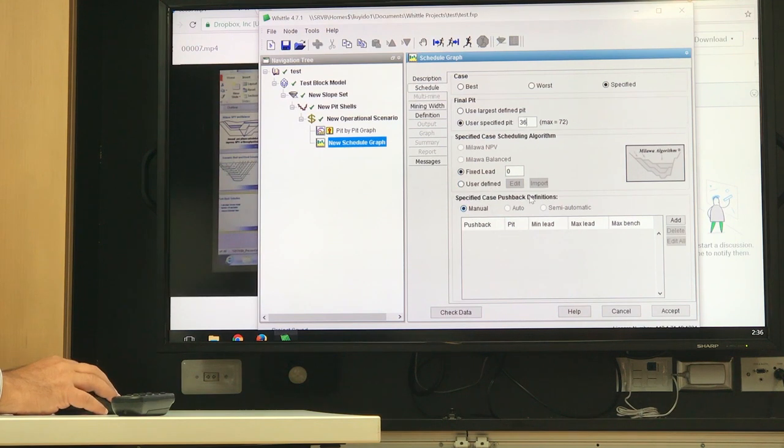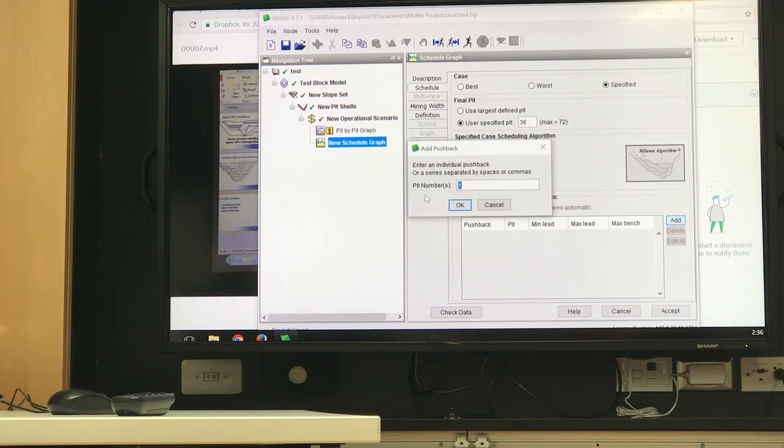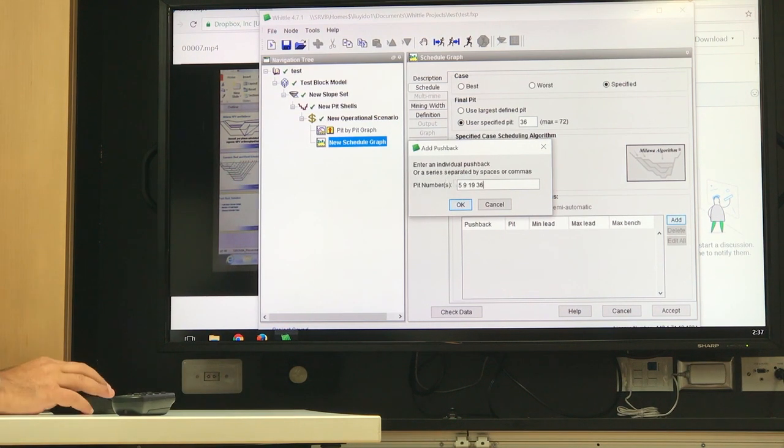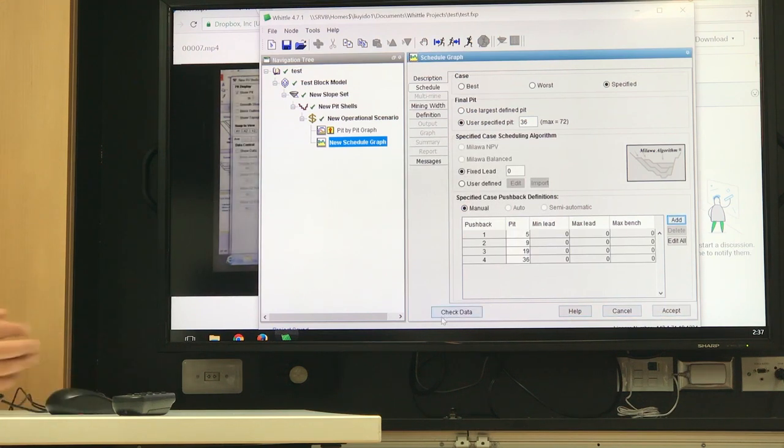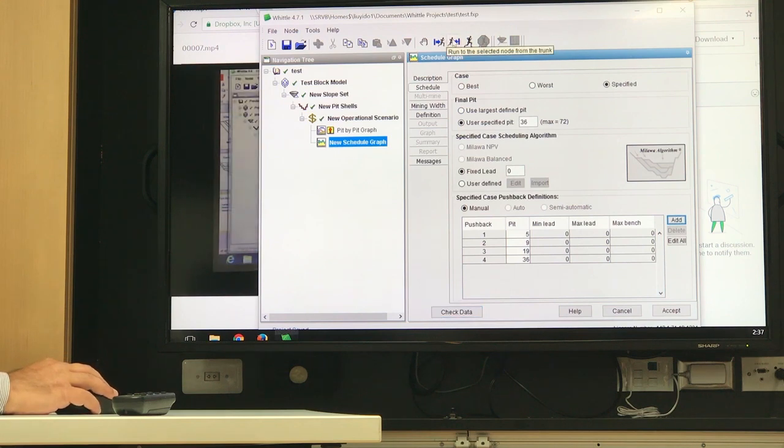So here are the pushbacks that you need to select. You click add. So the pit shell numbers that have been selected as pushbacks are 5, 9, 19, and 36. So these are the 4 pit shells that I need to make my phases. So the first one is going to be the starter pit, then first pushback, second pushback, third pushback. So by clicking OK, it's going to appear here, and then you just accept and you run it, and it's going to generate.